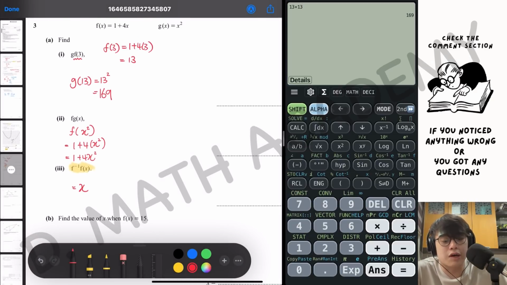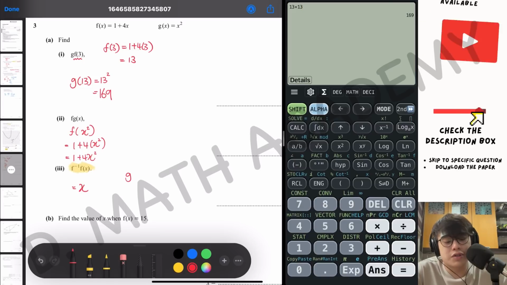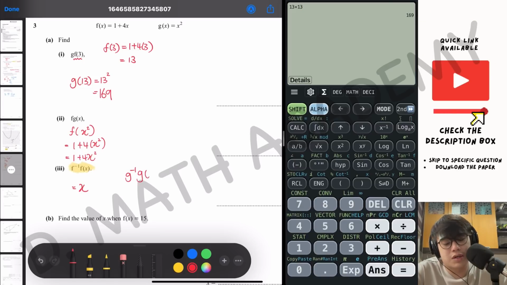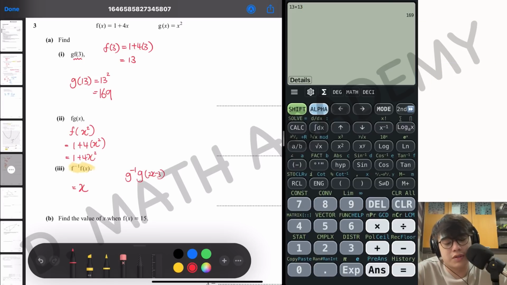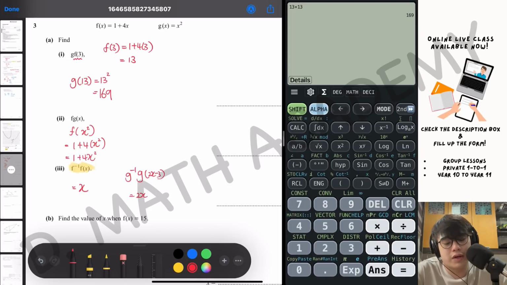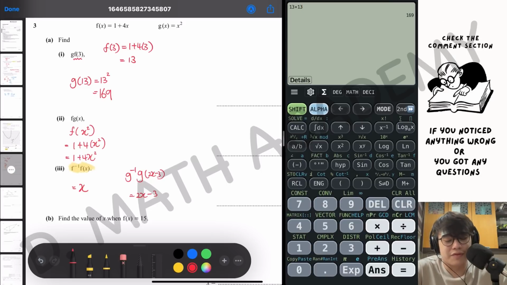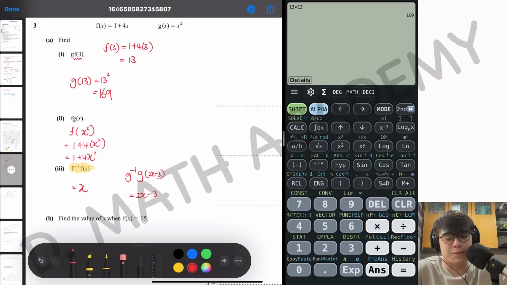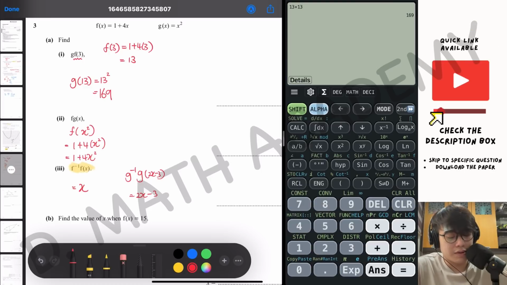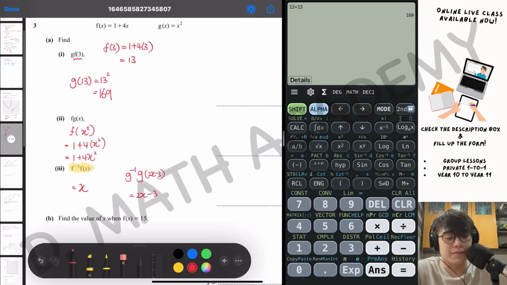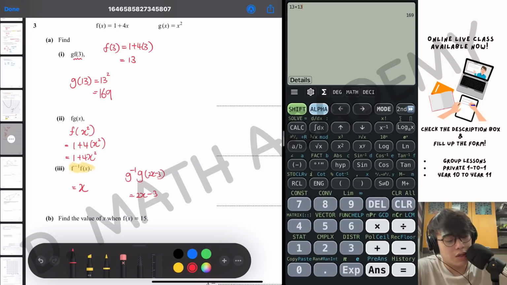So to help you understand, if the question used this, and then they put 2x plus 3, then your answer will be 2x minus 3 here. Okay, sorry, I'm not feeling very well. So some of the things that I do here, I might overlook. So if you notice anything wrong, just let me know in the comment section.